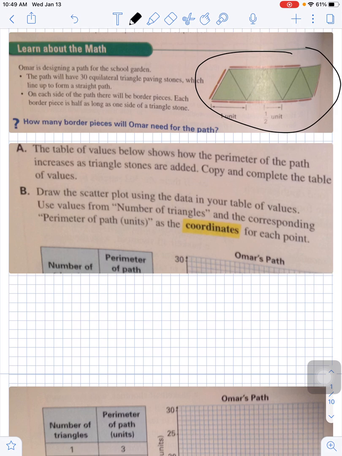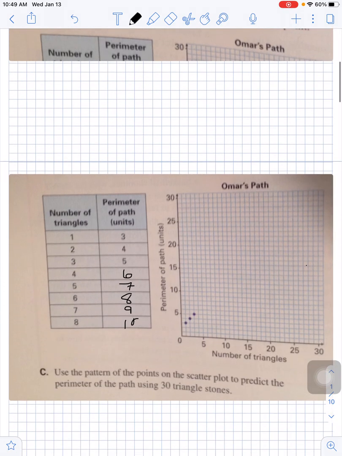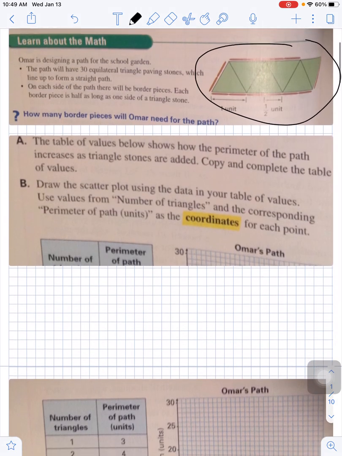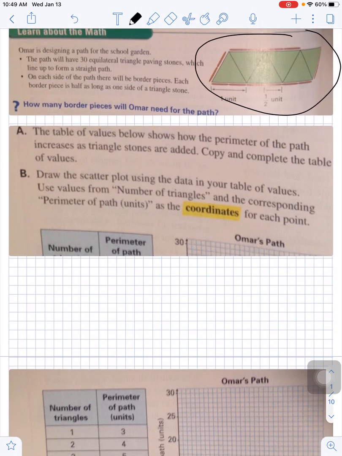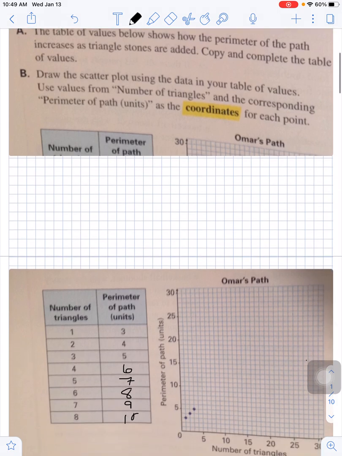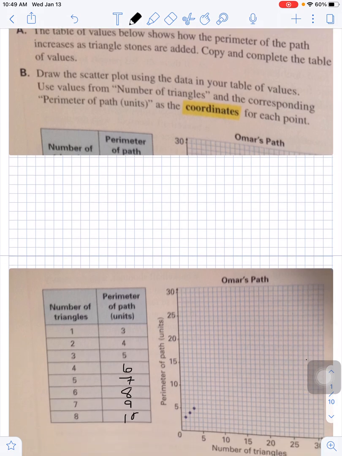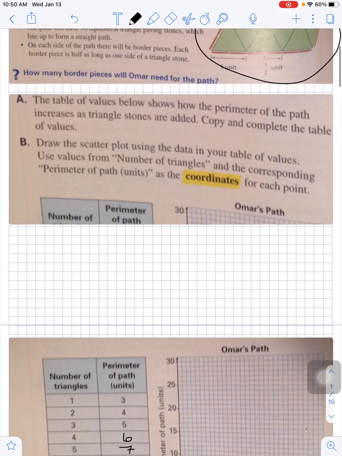Step A. The table of values below shows how the perimeter of the path increases as triangle stones are added. Copy and complete the table of values. So I've done that down here. If we look at the sides of the triangle, that's what the perimeter path units are. So we start with 3 sides, and then it goes up to 4 and 5, 6, 7, and we notice that the pattern rule is start at 3 and add 1 each time. In grade 8 that would be n plus 2 as the algebraic expression for this.